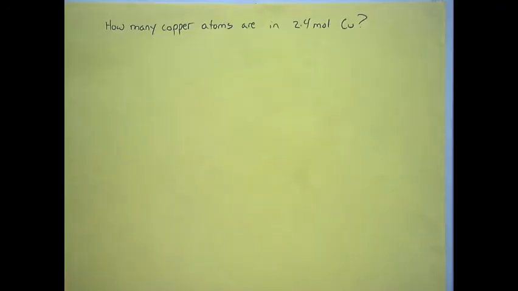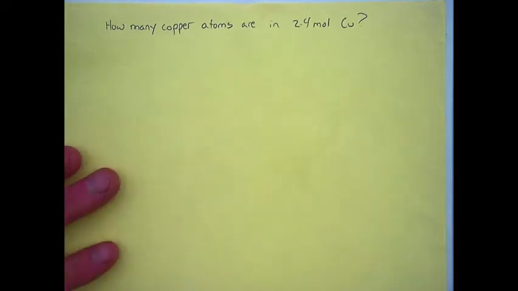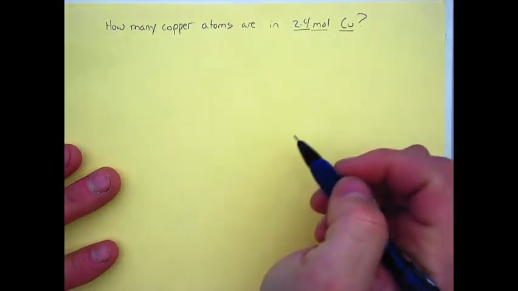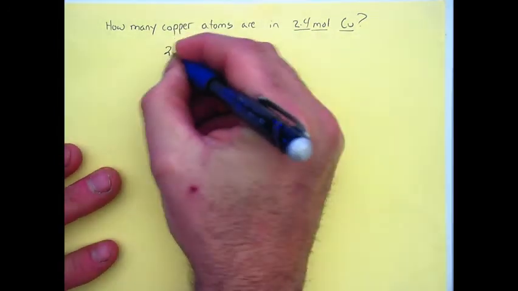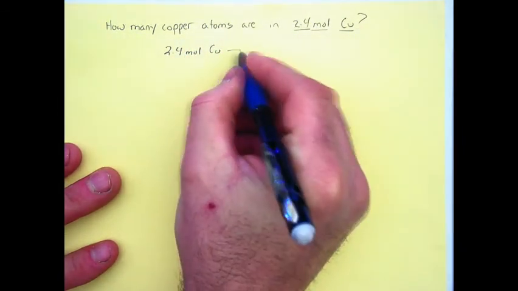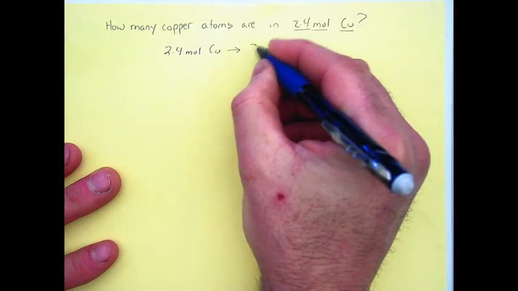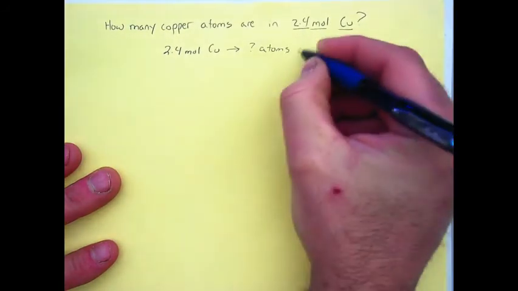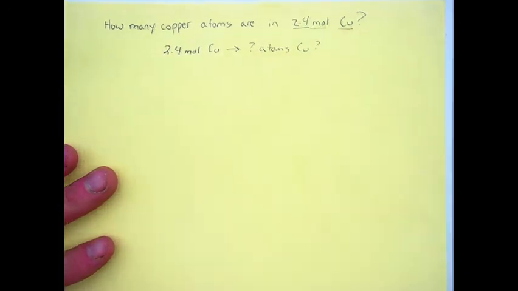The sample question that we have is, how many copper atoms are there in 2.4 moles of copper? Now, first of all, we have to, as always, write down our starting point and end point. The starting point is the number, unit, and identity given to you in the problem. So 2.4 moles of copper. And the question is, how many atoms, which is a type of particle, of copper are there?